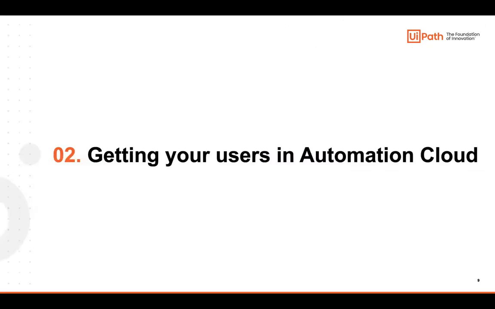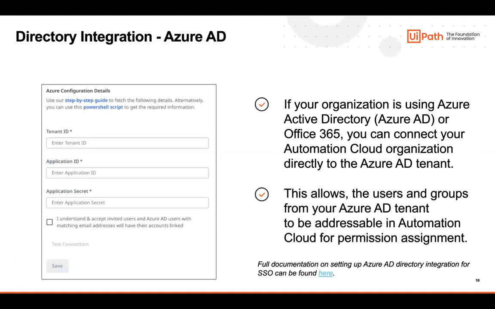Moving further, first we're going to look at how you get the users into the Automation Cloud account, and then look at securing the account aspects. So the first type of integration for achieving single sign-on and doing a directory integration, the first one we're going to talk about is the integration with the Azure Active Directory. And if the organization already has Azure AD or Office 365, because Azure AD comes with Office 365, then you can connect the Automation Cloud organization directly to the Azure AD tenant.